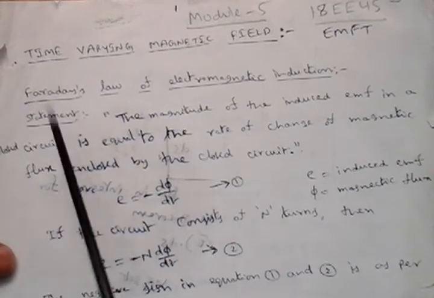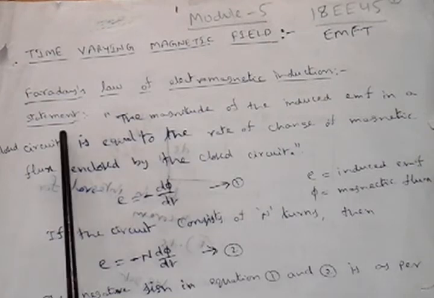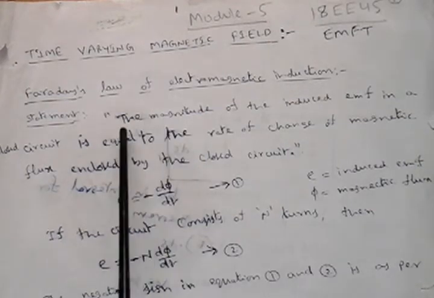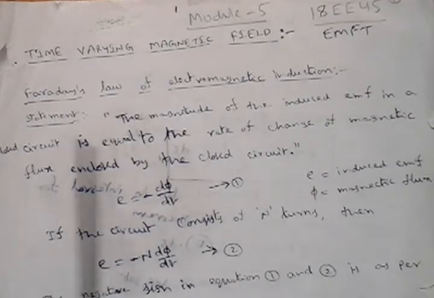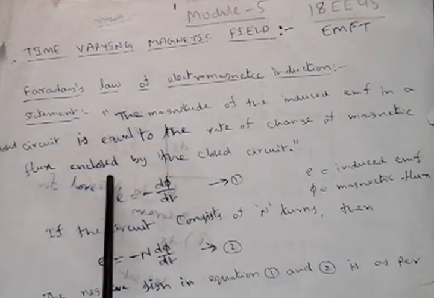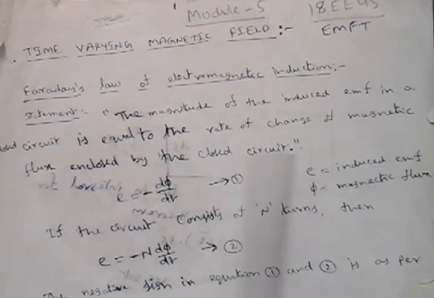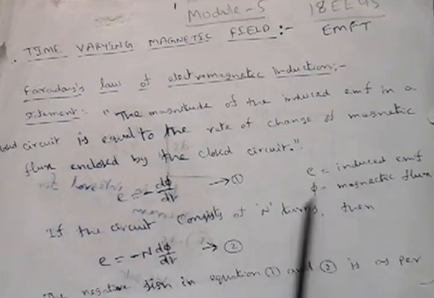Now first is about Faraday's laws of electromagnetic induction. The statement, which you have studied, is that the magnitude of induced EMF in a closed circuit is equal to the rate of change of magnetic flux enclosed by the closed circuit. So E is equal to minus d phi by dt. E is called the induced EMF, phi is called the magnetic flux.